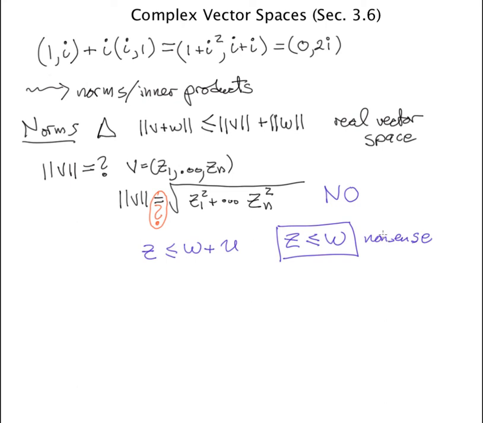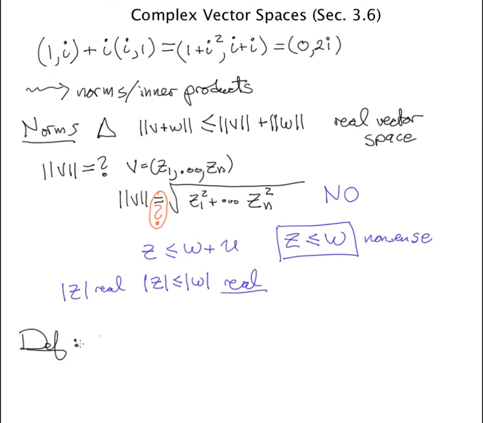But of course, you can take the absolute value of a complex number and get a real number, and it does make sense to say that the absolute value of one number is less than or equal to the absolute value of another, because these are real. And so basically that tells you how to fix this problem.